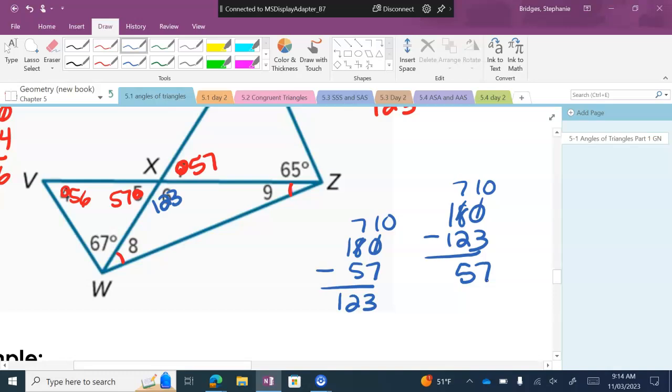So how would I figure out what they are? What would I do with 57 to figure out what each one is? Divide it by 2. Okay, so I'm going to use a calculator because that's not an even number. 57 divided by 2 gives me, yes, angle 8 is going to be 28.5, and angle 9 is also 28.5.